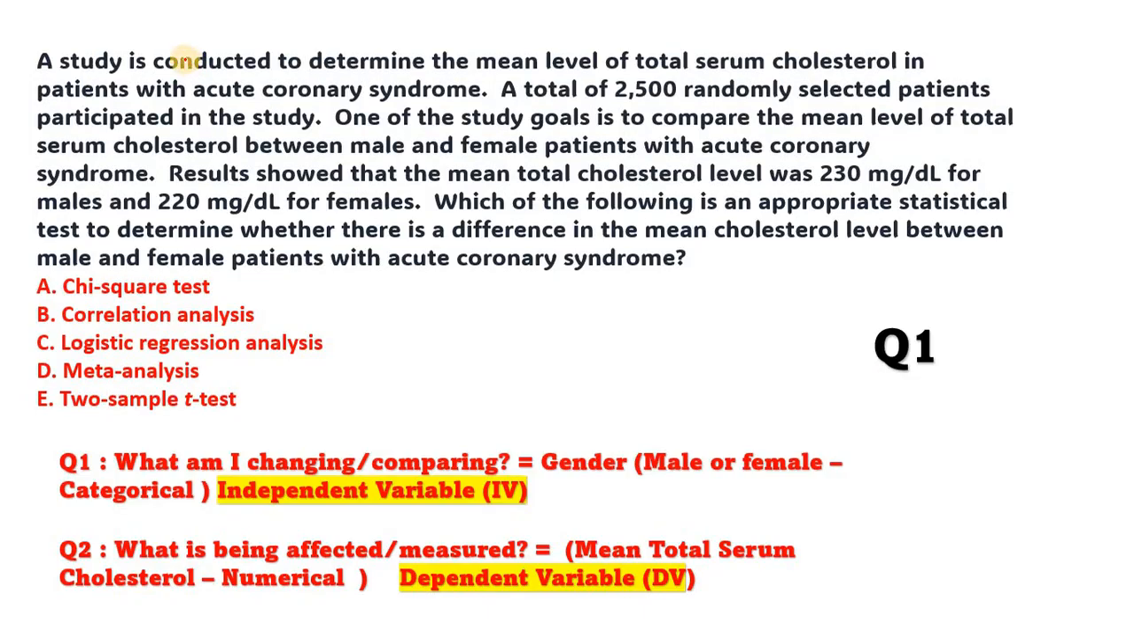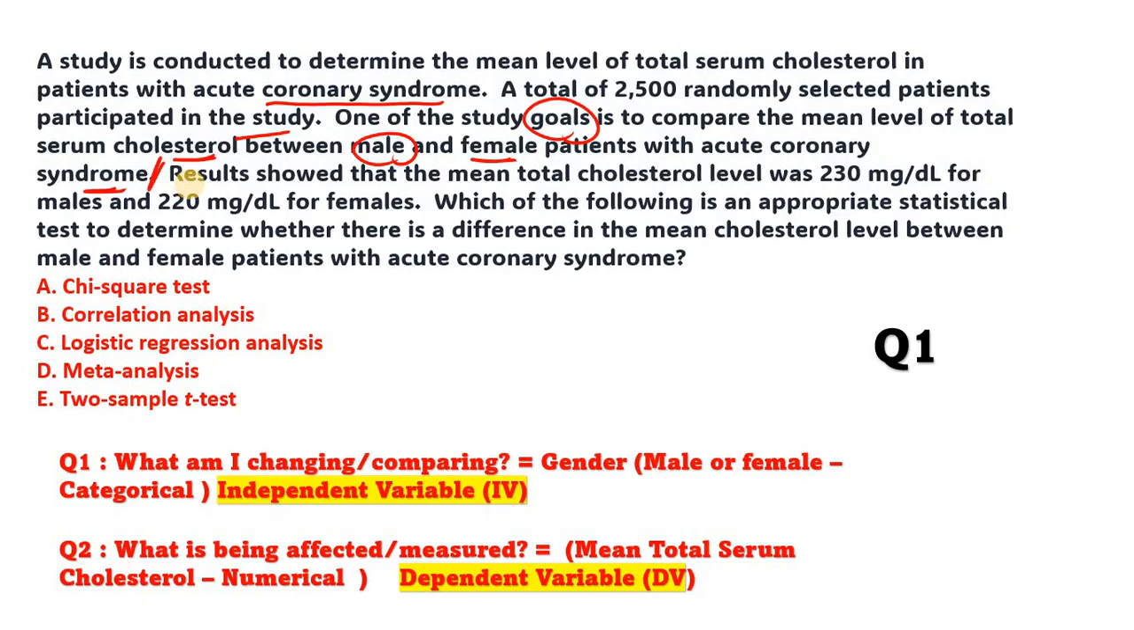The first question is: a study is conducted to determine the mean level of total serum cholesterol in patients with acute coronary syndrome. A total of 2,500 randomly selected patients participated in the study. One of the study goals is to compare the mean level of total serum cholesterol between male and female patients with acute coronary syndrome. Until here, we can ask ourselves these two questions.